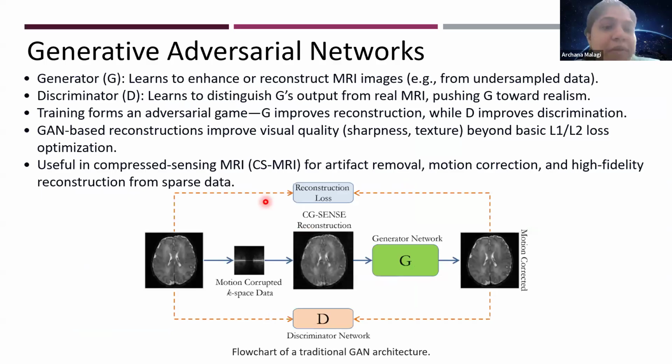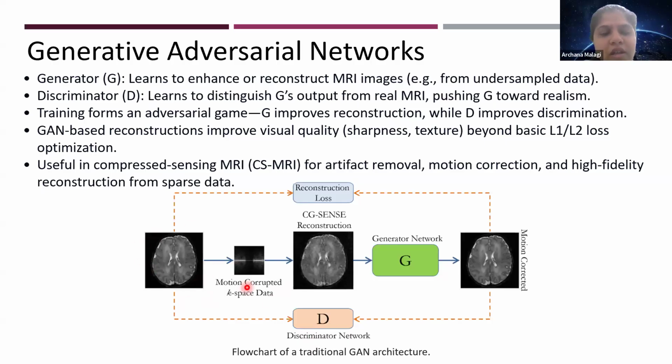Then the next commonly used architecture is the generative adversarial network. It consists of two modules, the generator and the discriminator. The generator enhances the MRI using a smaller number of K-space lines, and then the discriminator discriminates between the real and the corrupted K-space data.